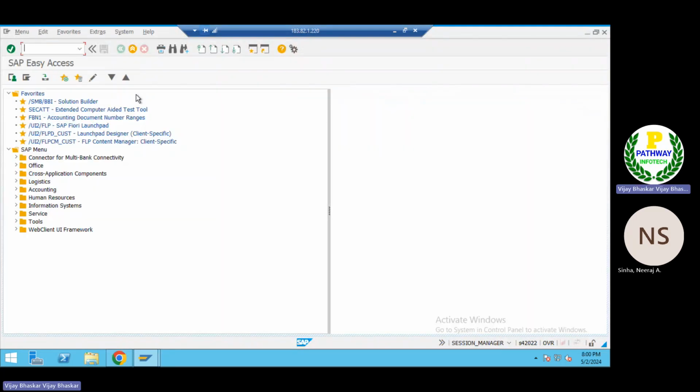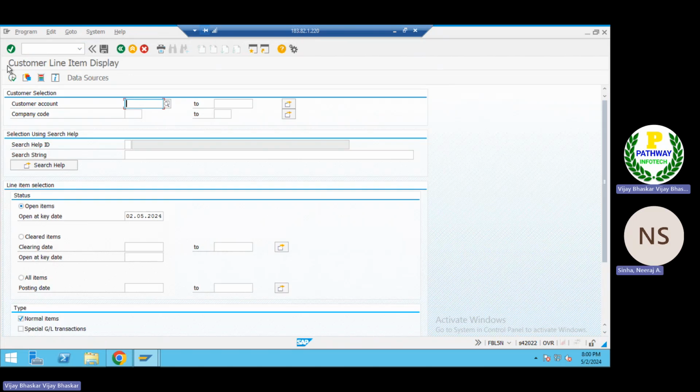So now let's say the FBL51. Let me go to here. These are the selection parameters: customer account number, company code, open items, open at key date, cleared items, cleared date, all items. These are all what I am going to call selection parameters.